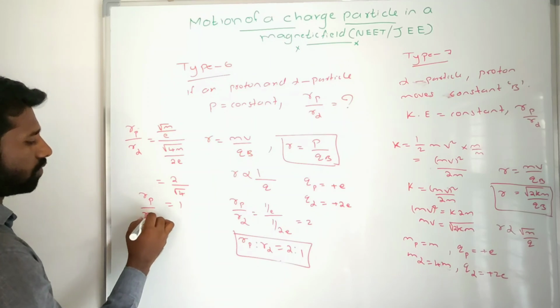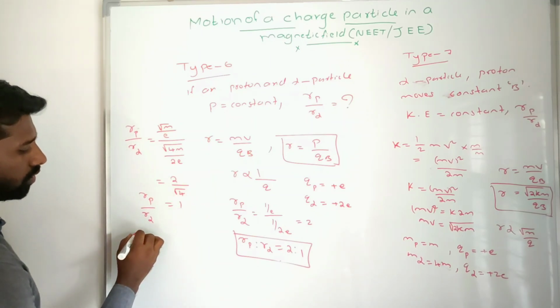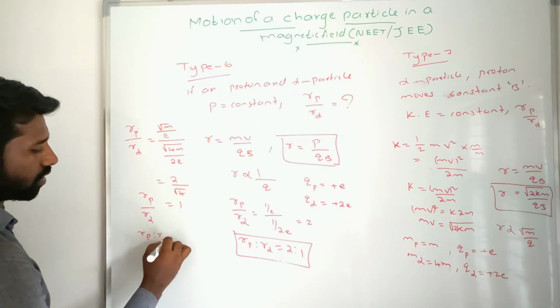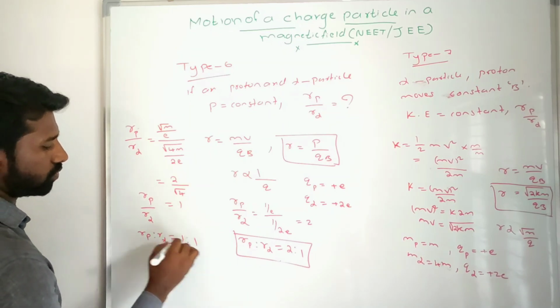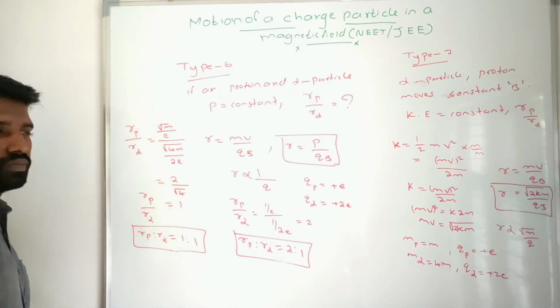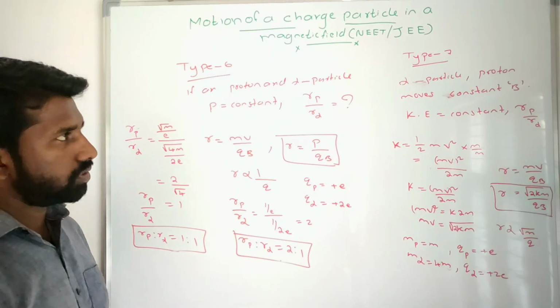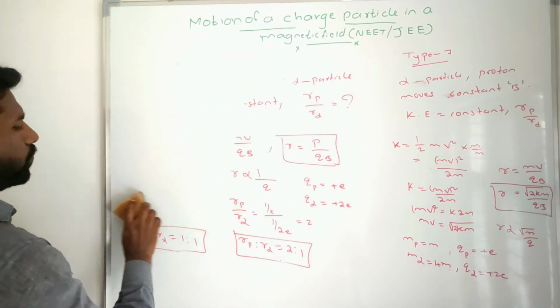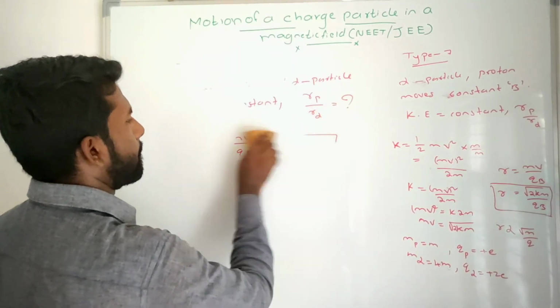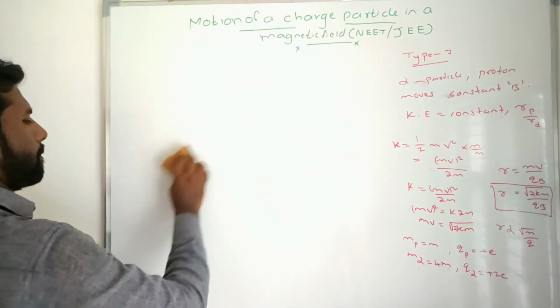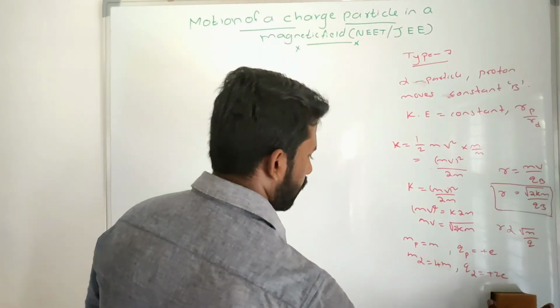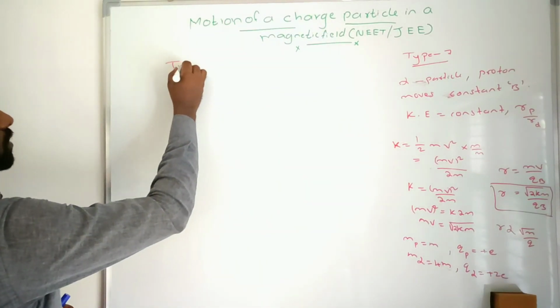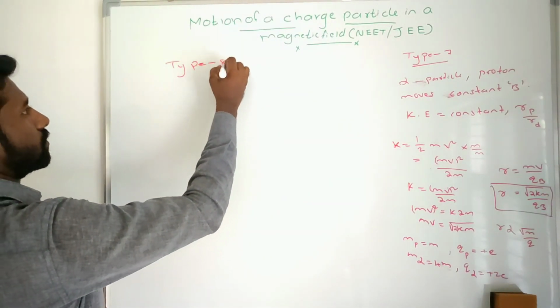Square root of 4 is equal to 2, so you will get it as 1. That is Rp divided by R alpha is equal to 1. So Rp is to R alpha is equal to 1 is to 1. This is the ratio. Okay, this is about this type of problem. Then next we will see the type 8.